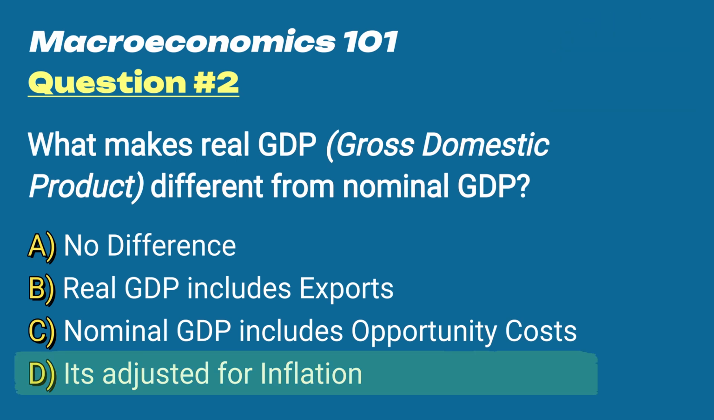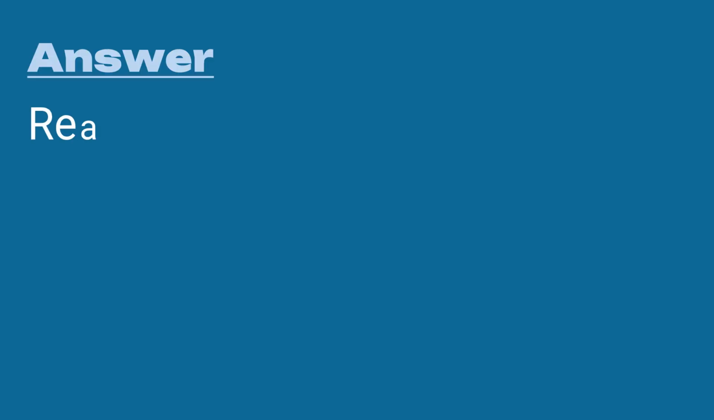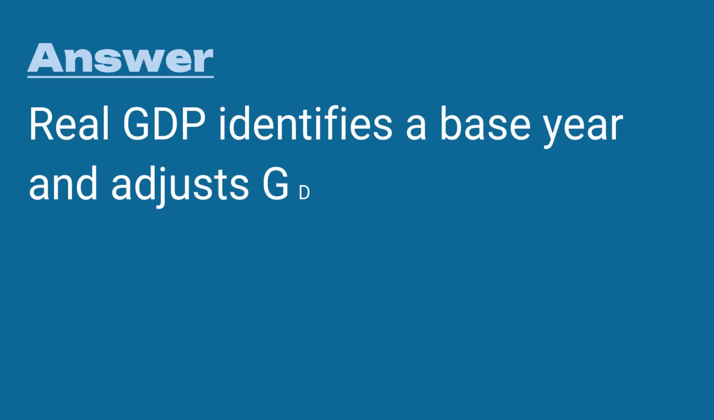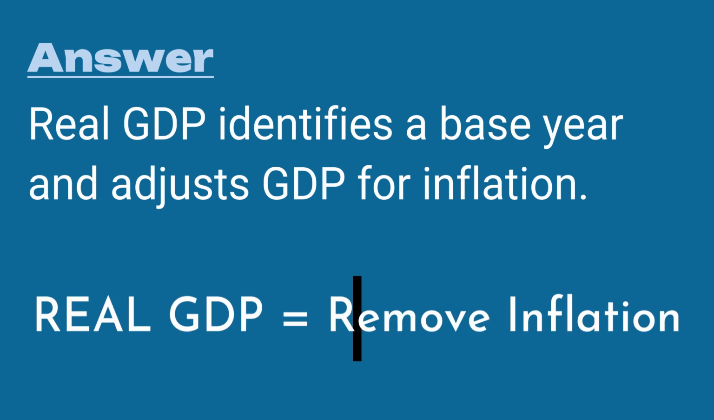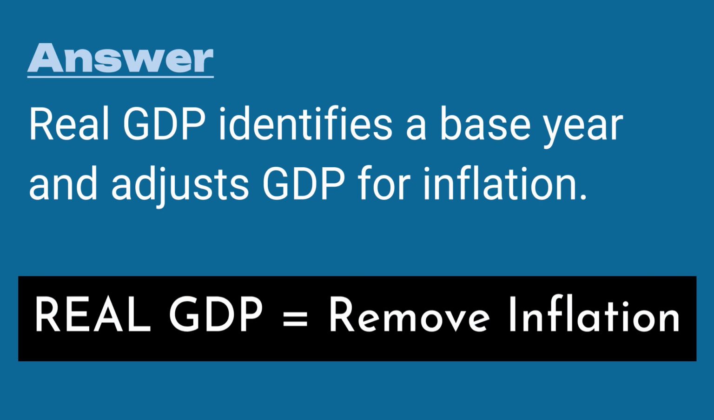The answer is D. Real GDP adjusts for inflation. Real GDP identifies a base year and adjusts the GDP calculation for inflation. This strips away inflation from the calculation so you have the real growth percentage.